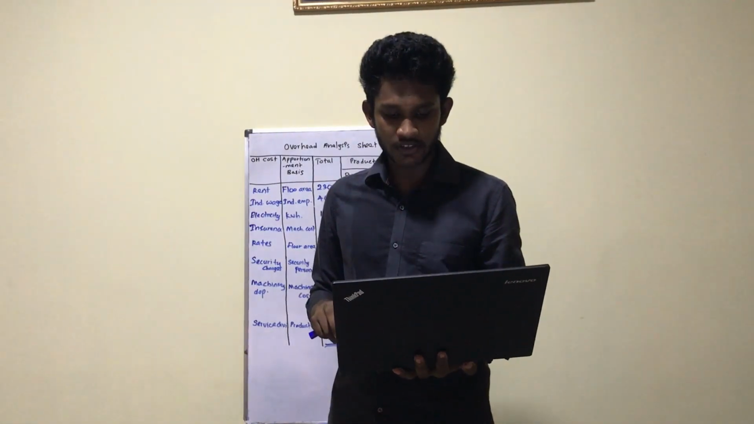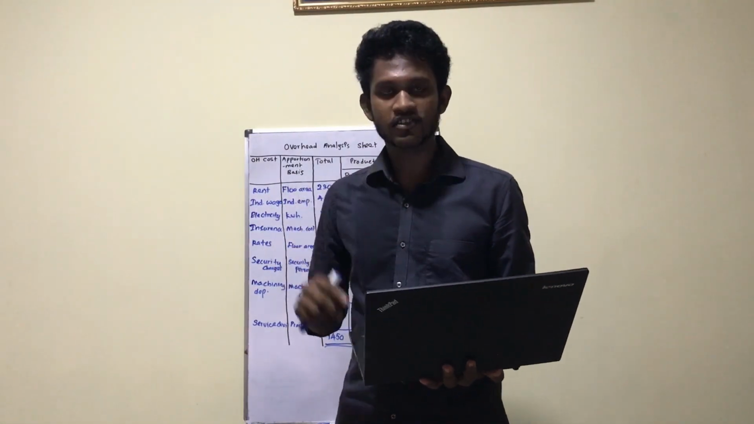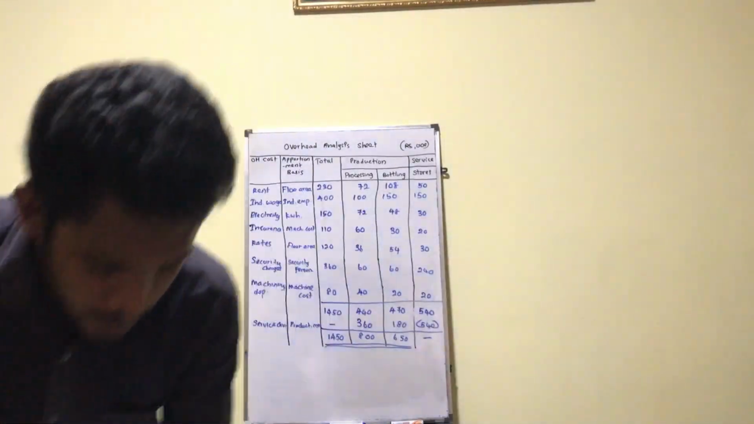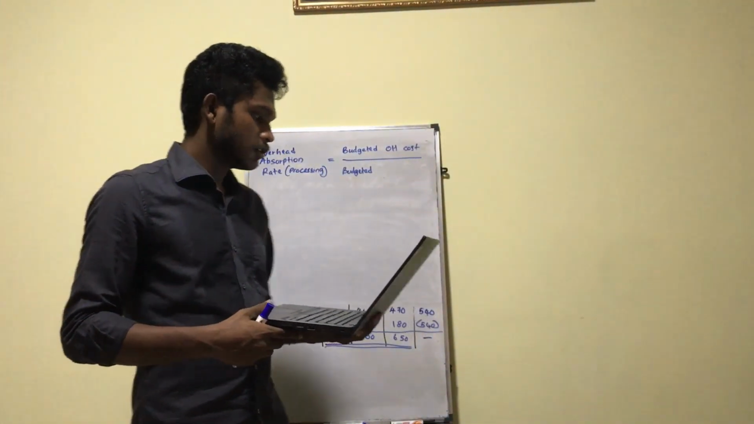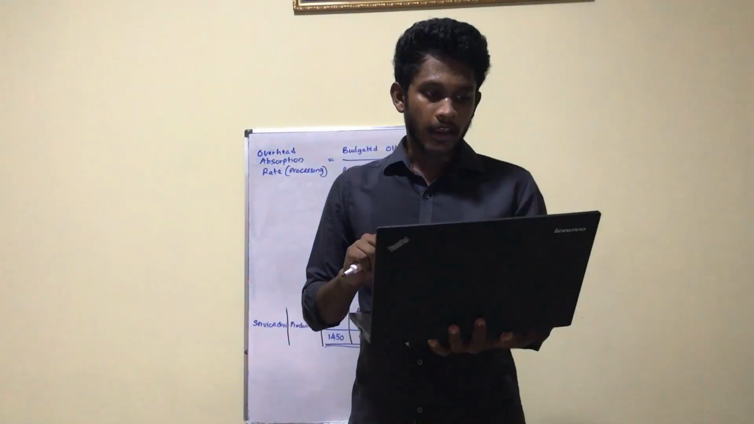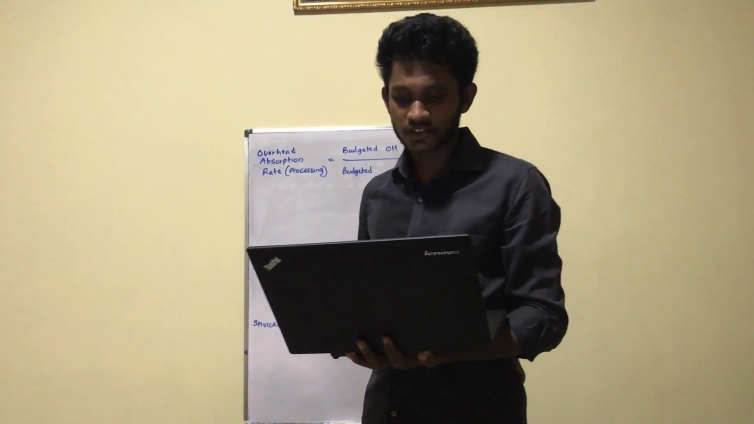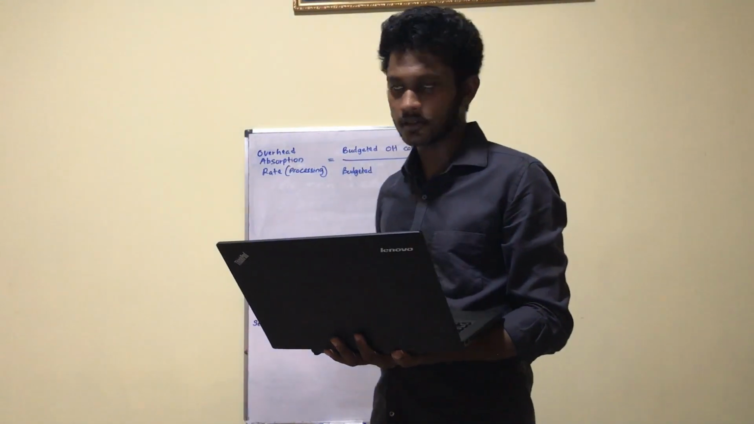And your second question is overhead absorption rates for two divisions, processing and bottling. Let's check how we are going to do that. So now we are going to do the fourth step, that's the absorption part. So third additional information, overheads of the production divisions are absorbed based on machine hours.